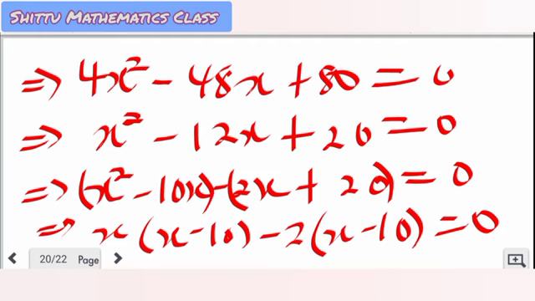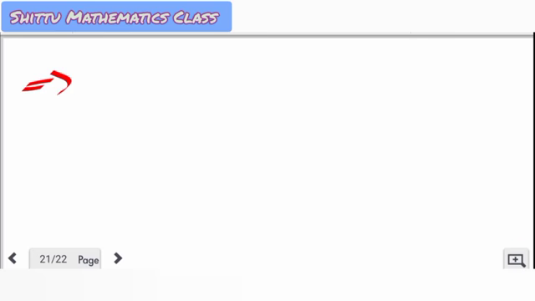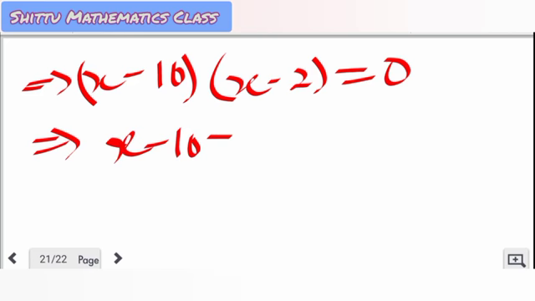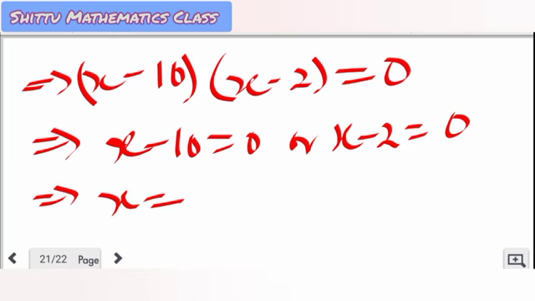So now from there, what's the next thing you are going to have? You are going to have x minus 10 and x minus 2 equal to 0. So from there, it is either x minus 10 equals 0, or x minus 2 equals 0. So now from here we have x equals 10 or x equals 2. These are the two possible values of x, and in a quadratic equation we always have two values.